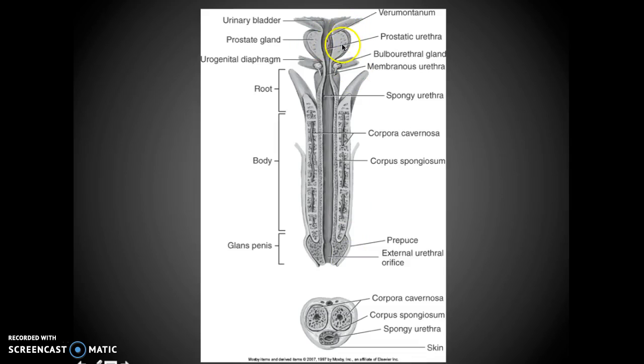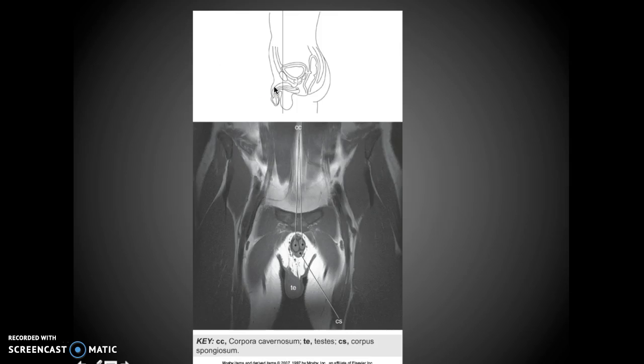Looking here, we have the prostate gland with the prostatic urethra. We have the membranous urethra with the spongy urethra to the penile urethra. The penile urethra runs down the length of the penis. So you can see here the corpus cavernosum on either side with the spongy urethra within the corpus spongiosum. So here's the glans penis, the body, and the root.